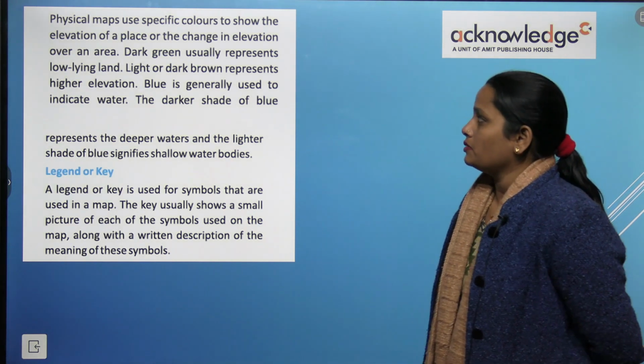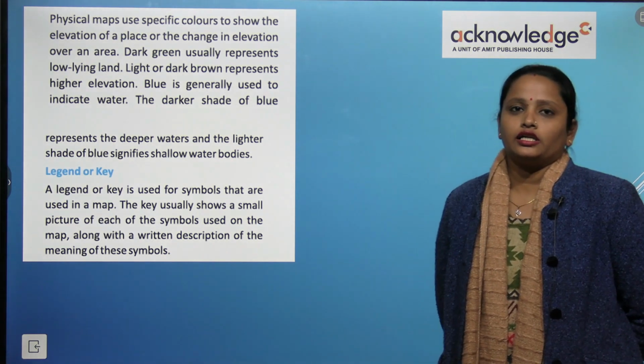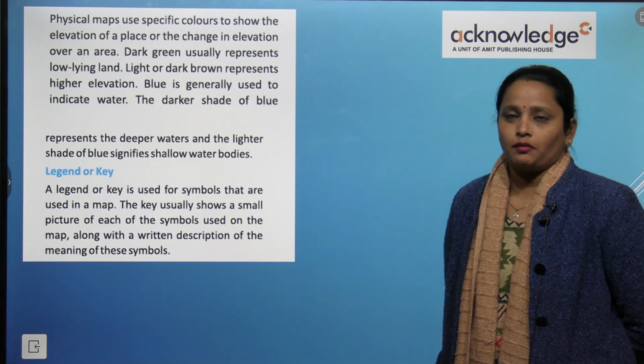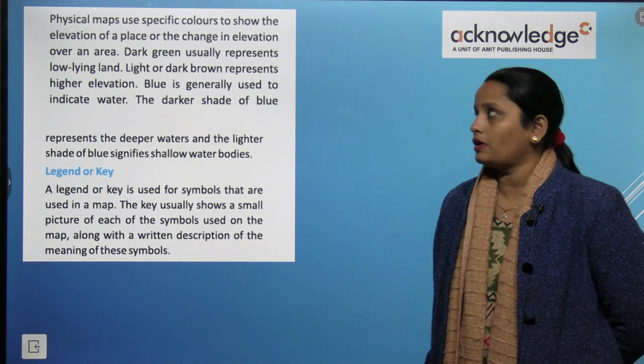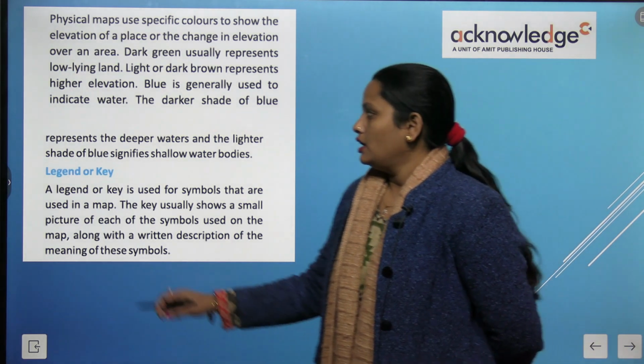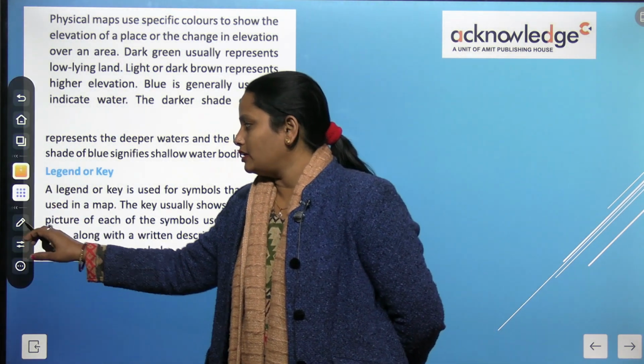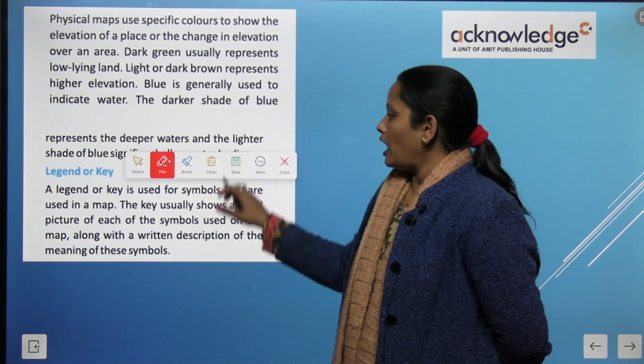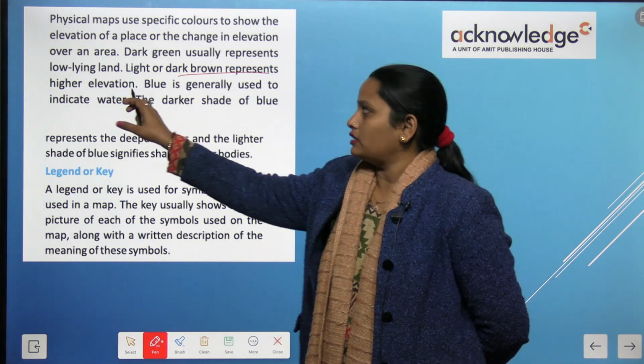डार्क ग्रीन यूजुअली रिप्रेजेंट लो लाइन लैंड. जो डार्क ग्रीन कलर है उससे जो है लो लाइन लैंड का पता चलता है. लाइट और डार्क ब्राउन रिप्रेजेंट हायर एलिवेशन. डार्क या फिर लाइट ब्राउन की जब बात होती है तो वो हायर एलिवेशन मींस हिल्स की बात करता है.